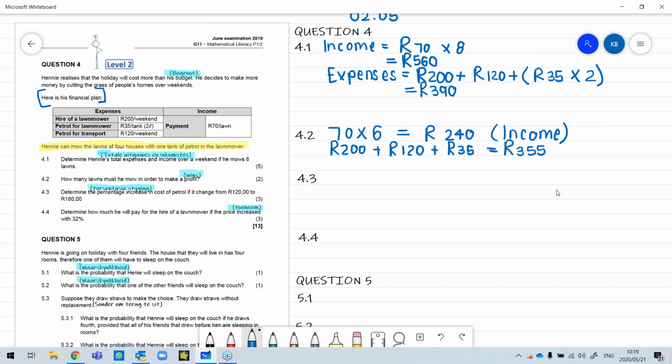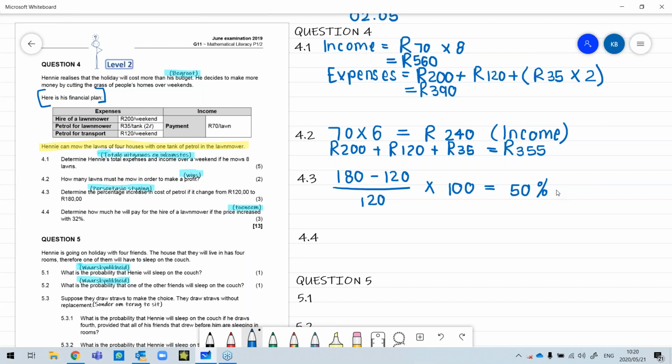Let's go to question 4.3. Determine the percentage increase in cost of petrol if it changes from 120 rand to 180 rand. So the percentage increase from 120 to 180 rand. Now, we do that by saying the increased price subtracted the old price. And we place that over our old price of 120. And then because we want our answer as a percentage, we multiply by 100. If you type that into your calculator, your answer is 50%.